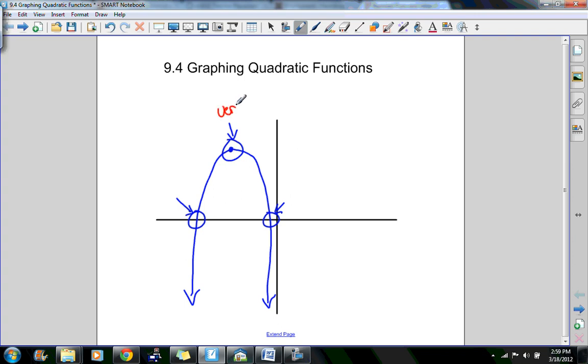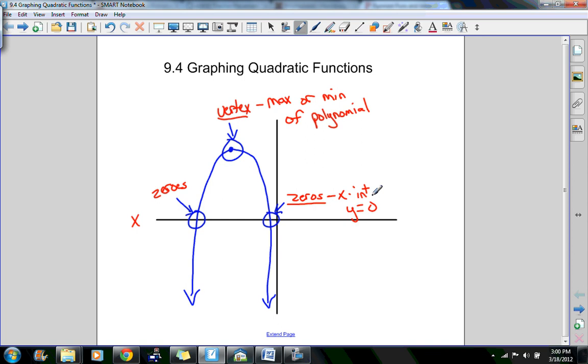But there's a couple important terms here. This point right here is called the vertex, which is going to be the max or the minimum of a polynomial or a quadratic. Each of these places right here are called the zeros. If you notice, since this is the x-axis, zeros are the x-intercepts. That's the place where y is going to be equal to 0. Those are the two important things you have to know about graphing quadratics.